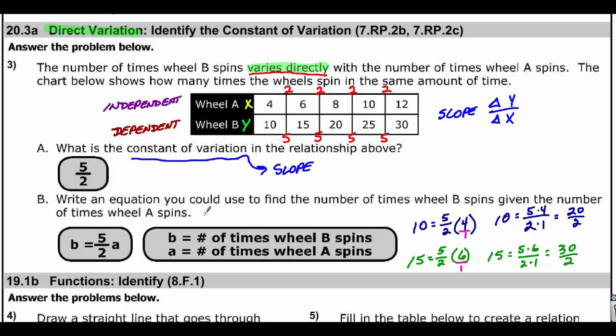always be the dependent, which is y, equals the constant of variation times whatever the independent was. All right, we'll discuss that more, don't worry.